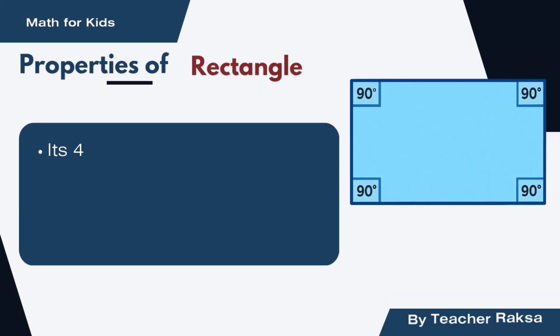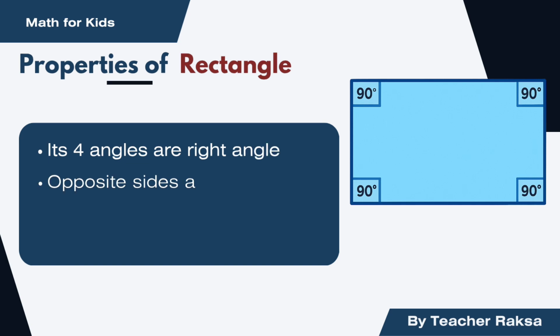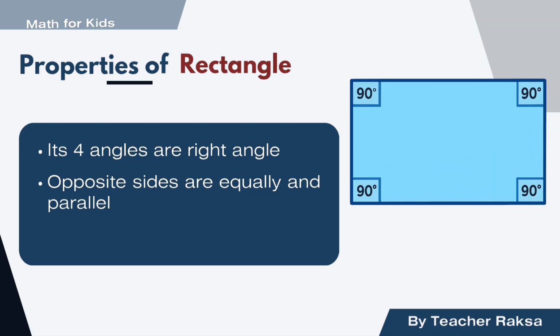Now let's move on to the property of a rectangle. A rectangle has 4 right angles, and its opposite sides are equal and parallel. As you can see in the figure, each angle is 90 degrees, and both pairs of opposite sides are exactly the same length. That's what makes a rectangle a strong and balanced shape.